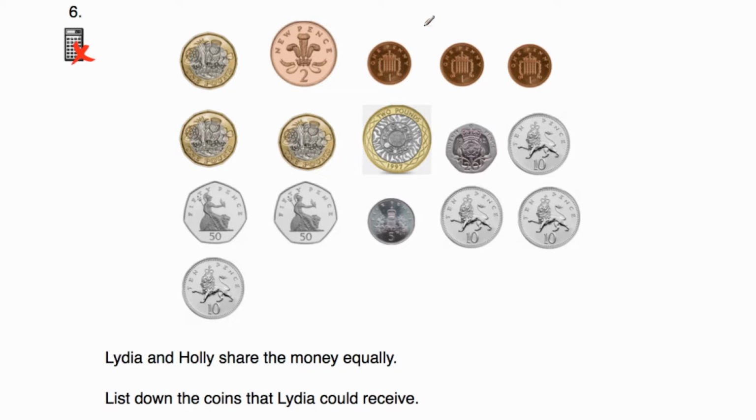So in question number 6, we've got these coins, and we're told that Lydia and Holly share the money equally, and we've been asked to list the coins that Lydia could receive. So they're going to share this money equally. So let's see how much money there is all together, and then divide it by 2 to see how much money they're going to receive each, and then list down some coins that Lydia could receive.